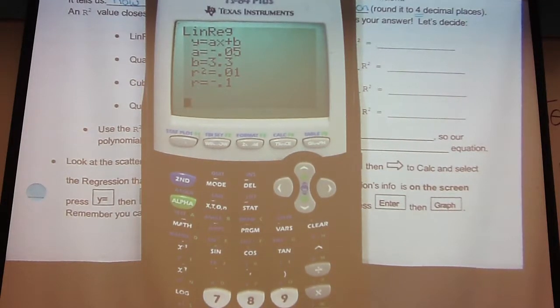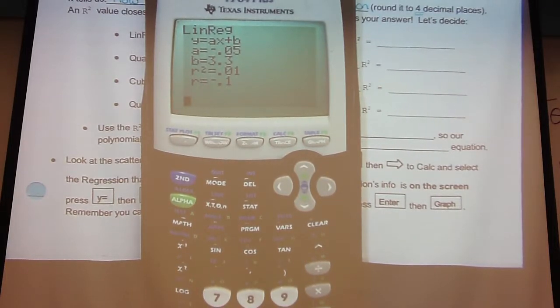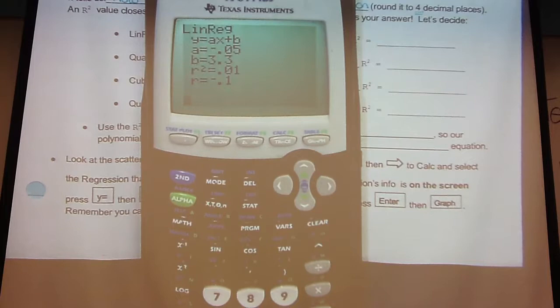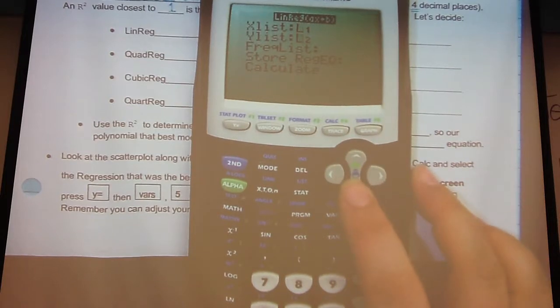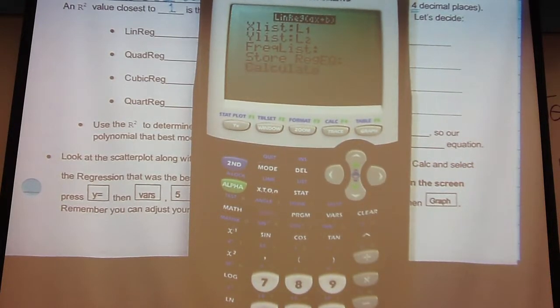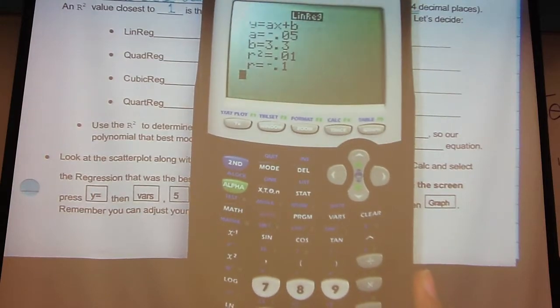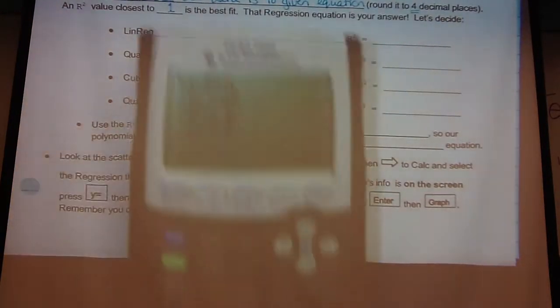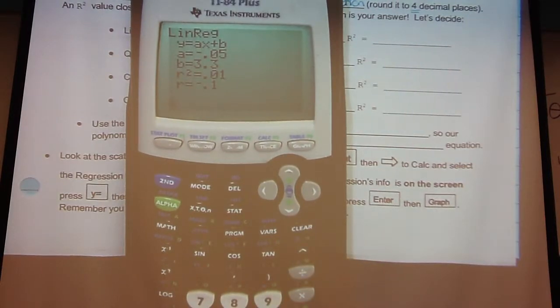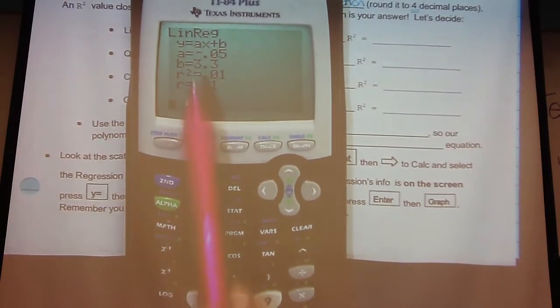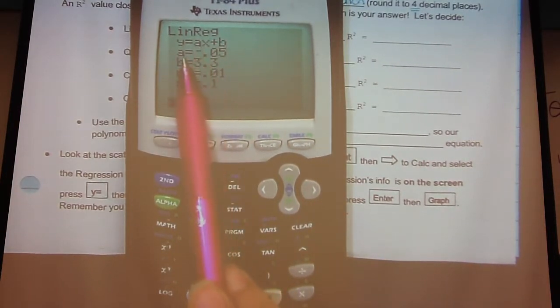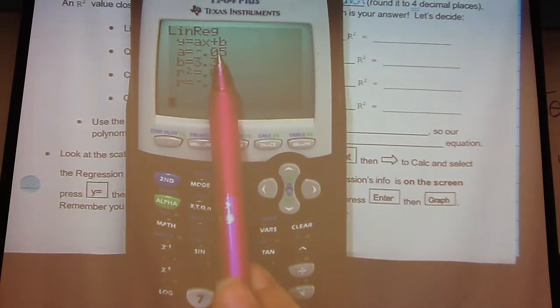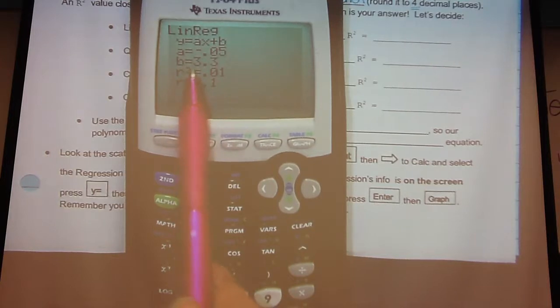Oh, if you have a yellow calculator or a new calculator, yours might show up that you have linreg and then a whole bunch of other junk, L1, L2, blah, blah, blah. You need to go down to calculate and then press enter, and then yours will show up, okay? So if you have one of the new calculators, you might have to scroll down to calculate, and I'm sorry I left those directions out. Okay, so this tells you your linear regression equation right here, ax plus b. So a, then down here it tells us what a is. A is negative 0.05. It has an x after it, and then b is 3.3.